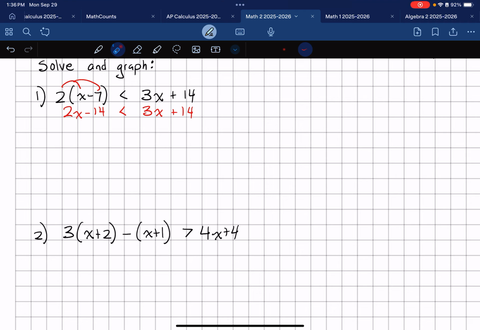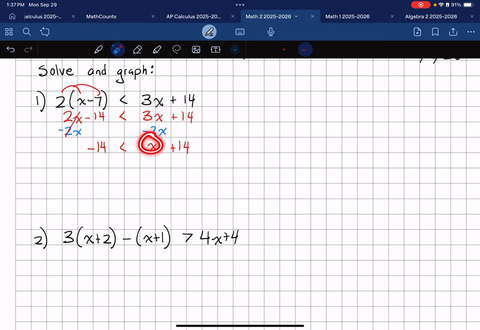Although maybe to explain a point better, let me choose the right-hand side, and I'll show you something that we talked about in class, but we should review. If I subtract 2x, and then that means I now have, those are gone. I have a negative 14 is less than x plus 14. Notice that the variables are on the right-hand side, which means these constants need to be on the left-hand side.